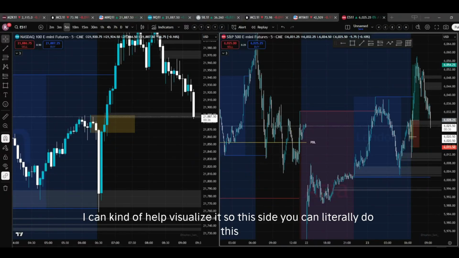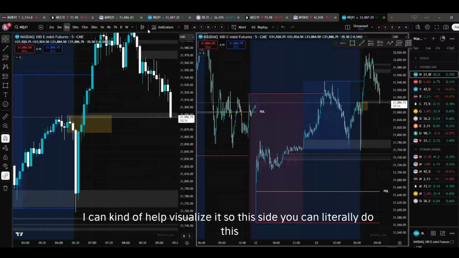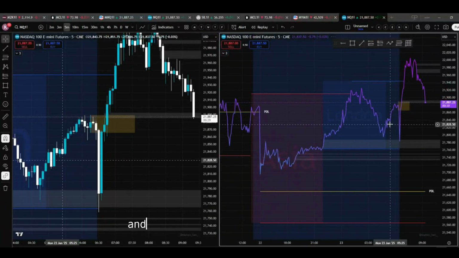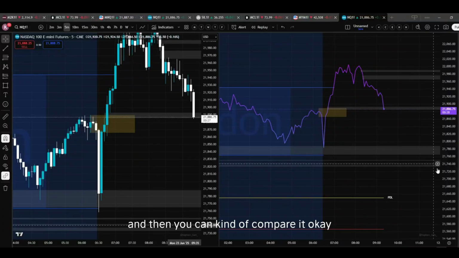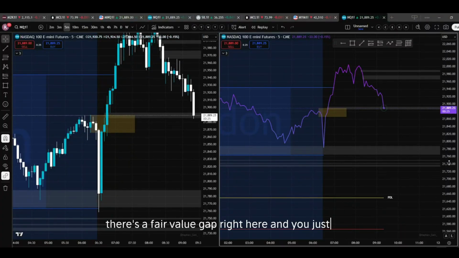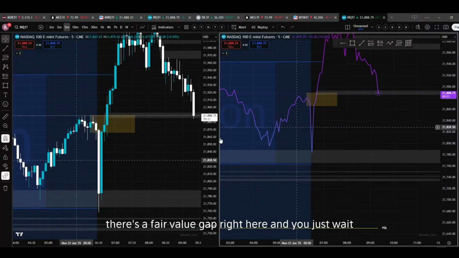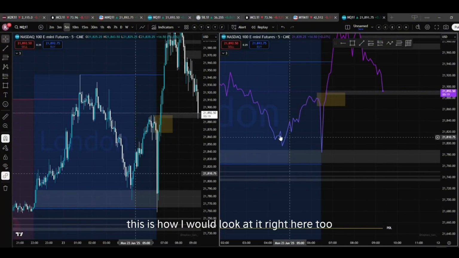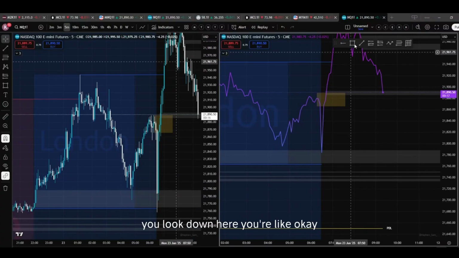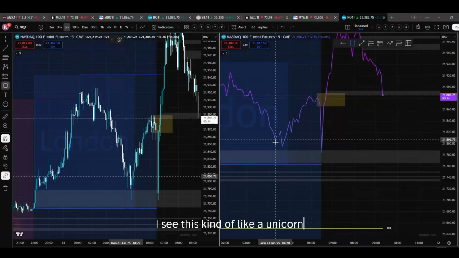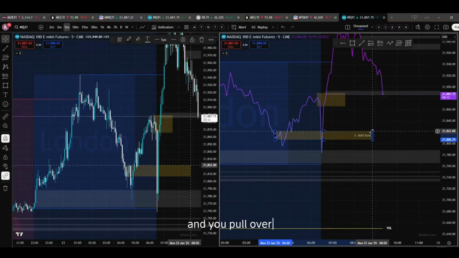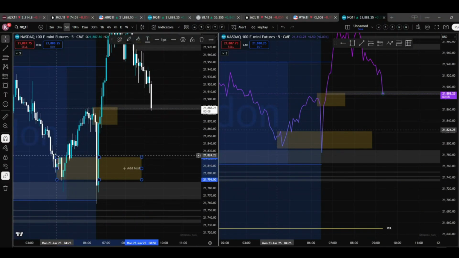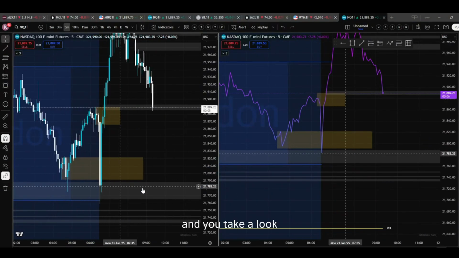So on this side, you can literally do this, and then you can compare it. Okay, so this is a potential unicorn. There's a fair value gap right here, and you just wait. This is how I would look at it. Right here too. You look down here, you're like, okay, I see something like a unicorn, and you pull over, and then you come over here to your candlestick, and you compare, and you take a look.